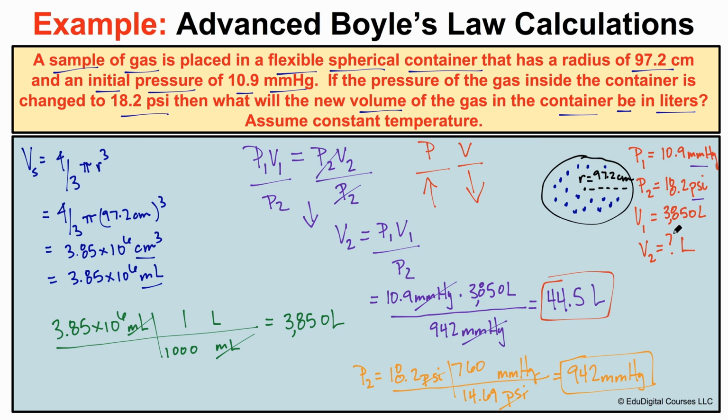And in fact, if we take a look here, we can see that the initial volume was 3,850 liters. And so the final volume of this container here is going to end up being 44.5 liters. The initial volume was 3,850 liters. And so does that answer make sense? It appears to make sense. If we take a look, our final pressure is about 90 times the initial pressure. Therefore, our final volume here should be about 1/90th approximately the initial volume. And in fact, that's the case. 44.5 liters is about 1/90th the volume of our initial volume here. So our answer makes sense.